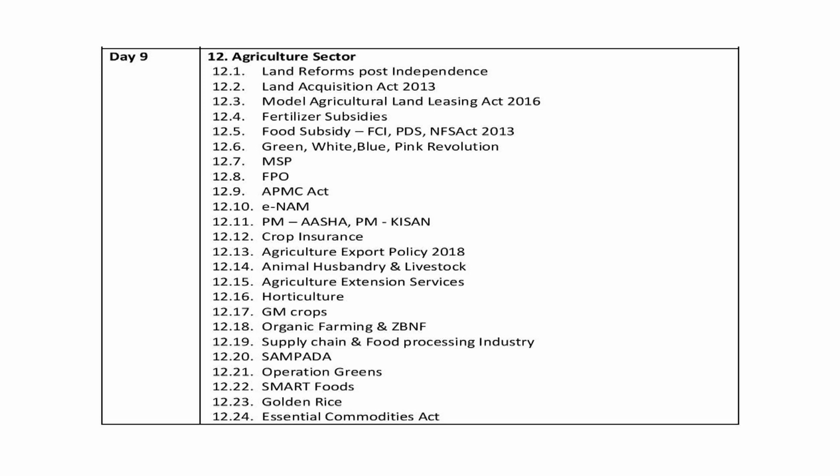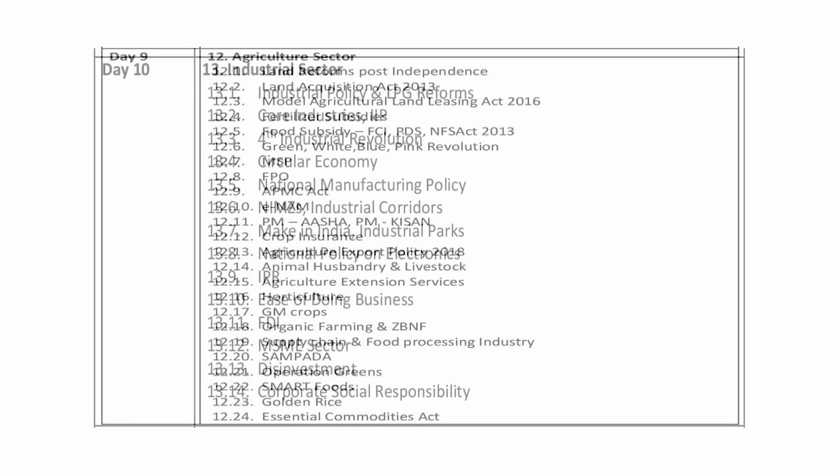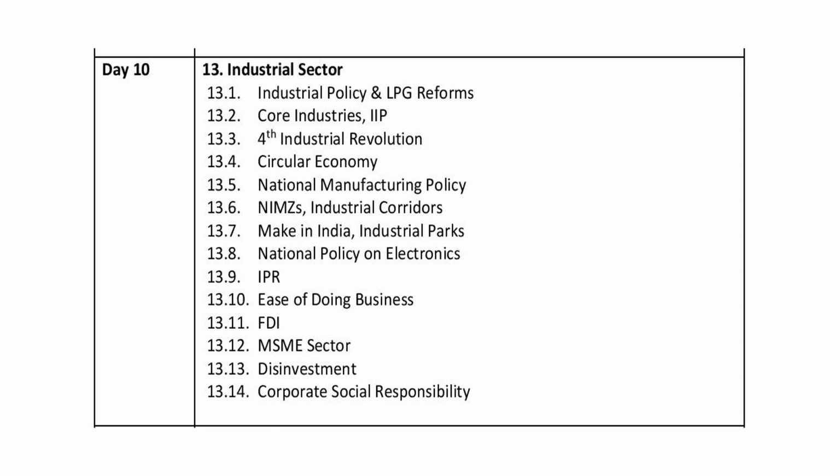And we would also be looking at organic farming, the food processing that is so important for uplifting the agriculture sector, the food processing industries, and recent current affairs in terms of what are smart foods and the golden rice, and of course the Essential Commodities Act. We'd be looking at all of this and the supply chain infrastructure for the food processing industries. So with that, we wrap up the agriculture sector, and day 10 we move on to the industrial sector.